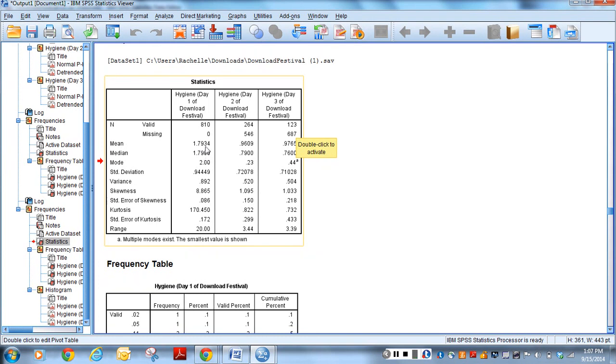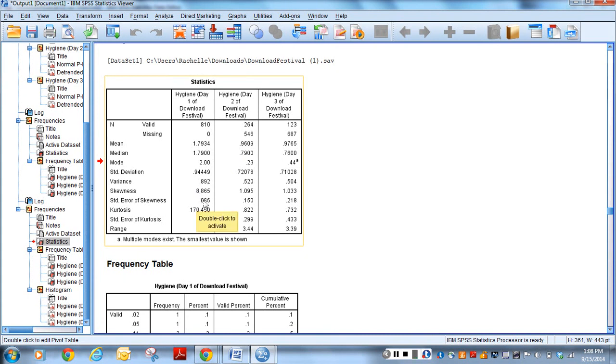Remember, if there were any outliers in this data set, that would skew the mean. Your mean and median would probably be very different, but they're the same. So there's probably no outliers. It gives you the mode, the standard deviation. The standard deviation is pretty small, so there's not a whole lot of variance in your data. It also gives you the skewness and the standard error of skewness.